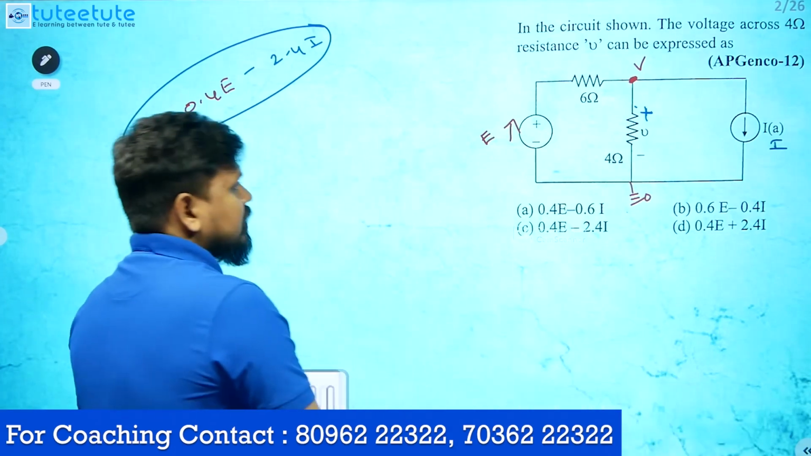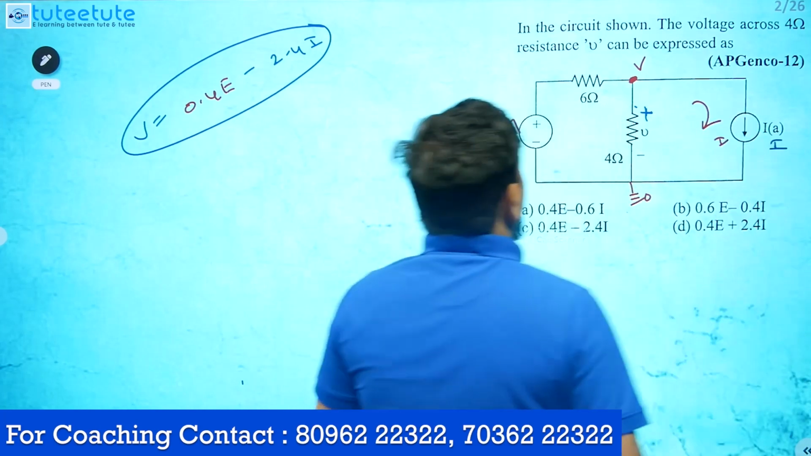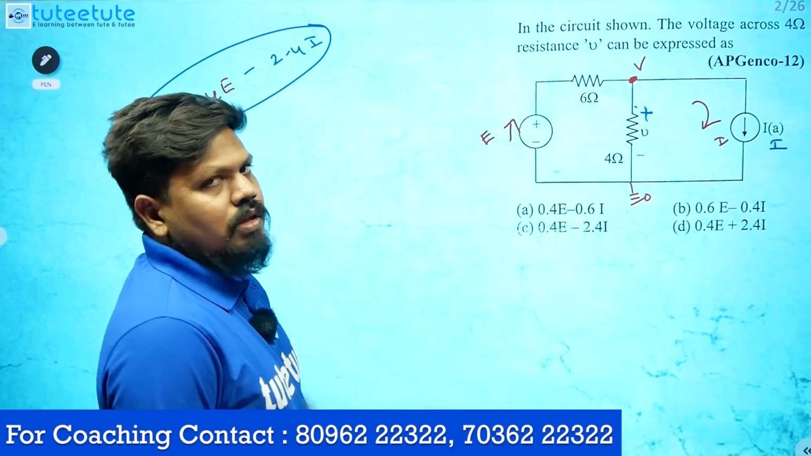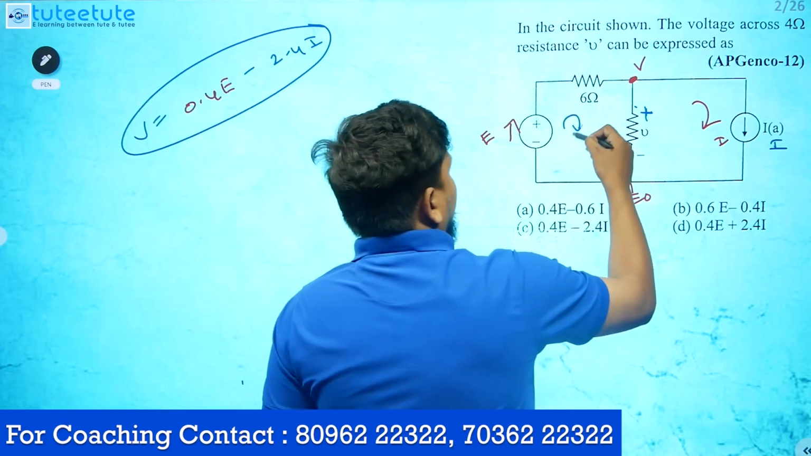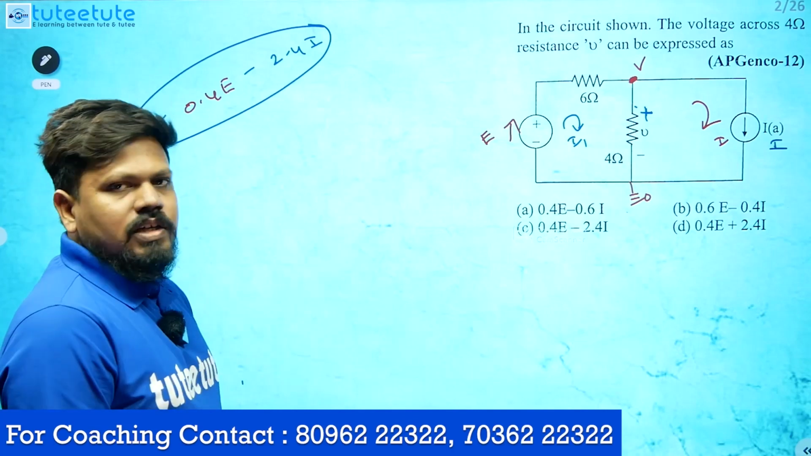You can do mesh analysis. You already know the current in this mesh is nothing but I, so I will choose some current in this one, otherwise I will choose a current as I1. Any problems? There is no problem. Again we can get the same analysis.